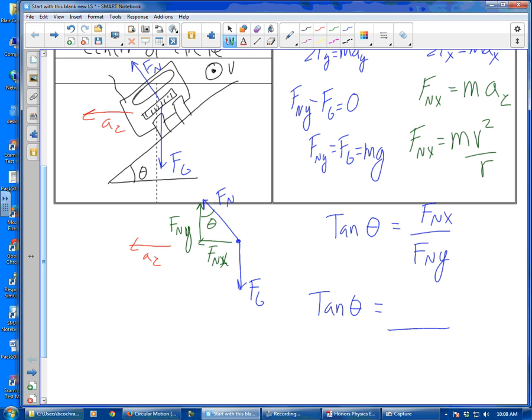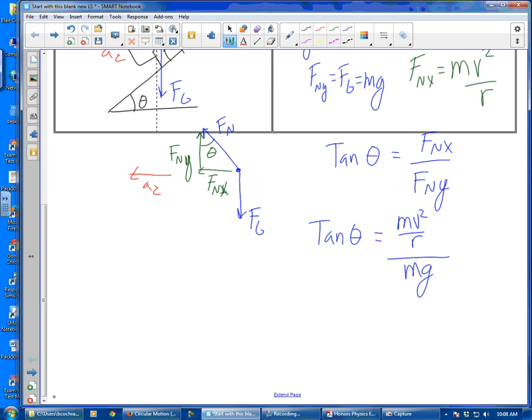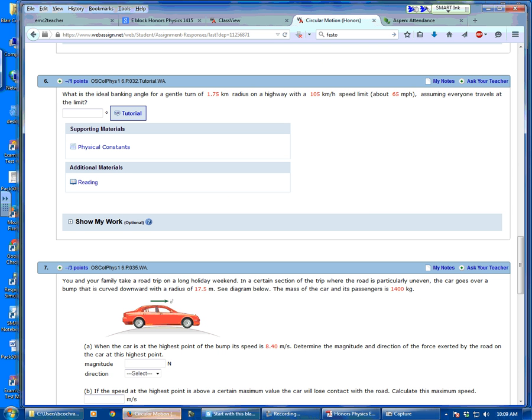Okay, sorry, I did that right. mv squared over r, and my force normal in y is mg. And so my m's cancel out nicely, right? I know my v, because they tell it to me. It is 105 kilometers an hour.